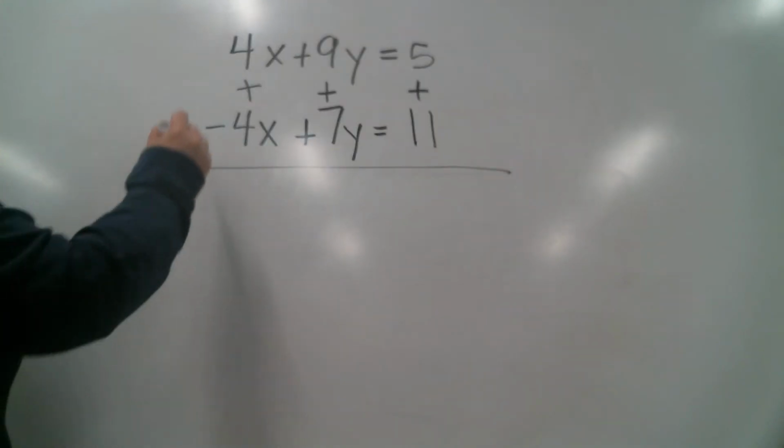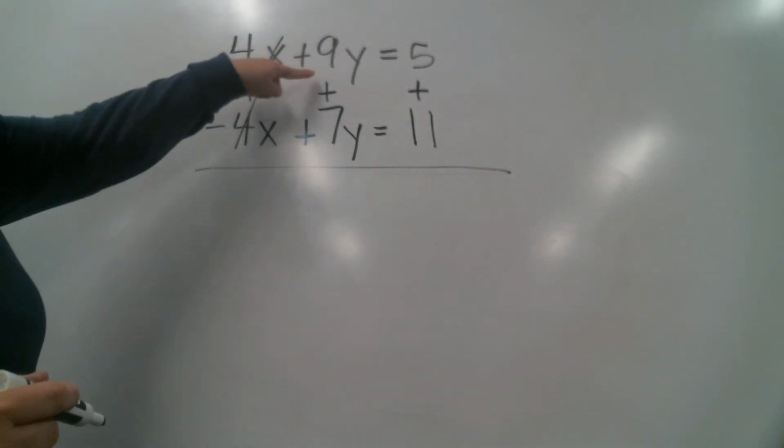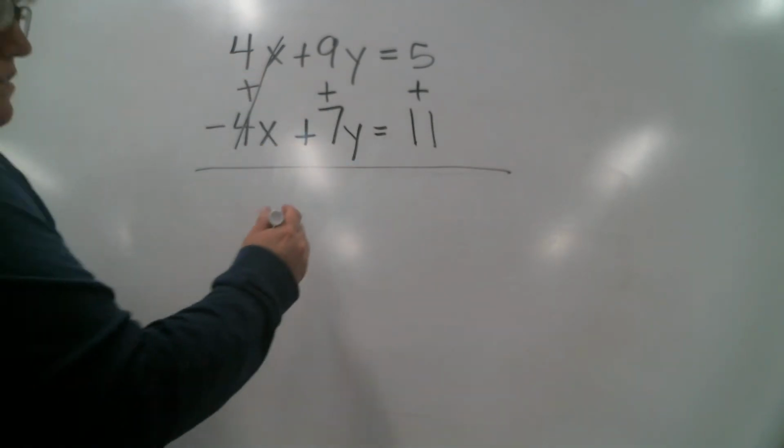So the 4x plus negative 4x cancels out. Then I've got 9y plus 7y, so 16y.